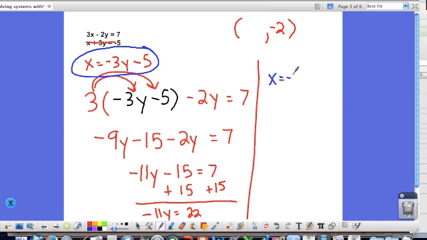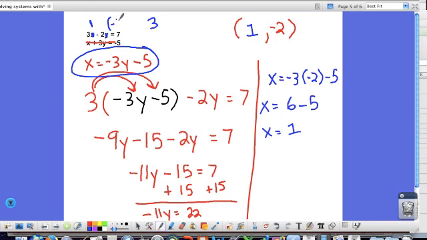X equals negative 3 times negative 2 for y, minus 5. X equals negative 3 times negative 2 is positive 6, minus 5. So x should equal 1. I'm going to check that in this equation. 3 times 1 is 3, minus 2 times negative 2. So I can think of it as negative 2 times negative 2 is positive 4. I could have also done 2 times negative 2 is negative 4, but then I'd have minus a negative 4, which would also have been positive. 3 plus 4 is 7, so this does check.